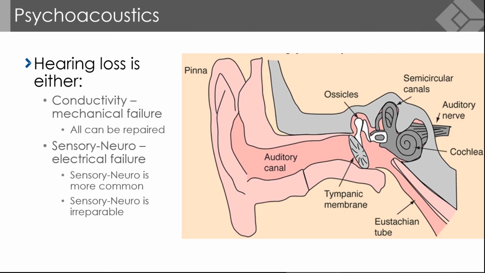So hearing loss can come from two different paths. It can be a conductivity issue, which is a mechanical failure of your ear. And today, our medical science can repair every single one of those. It can also come from sensory neuro, which is your ear sending an electrical transmission to your brain. And just backing up a little bit, an example of conductivity failure is like a puncture of your eardrum or the bones calcifying and it doesn't transfer it right.